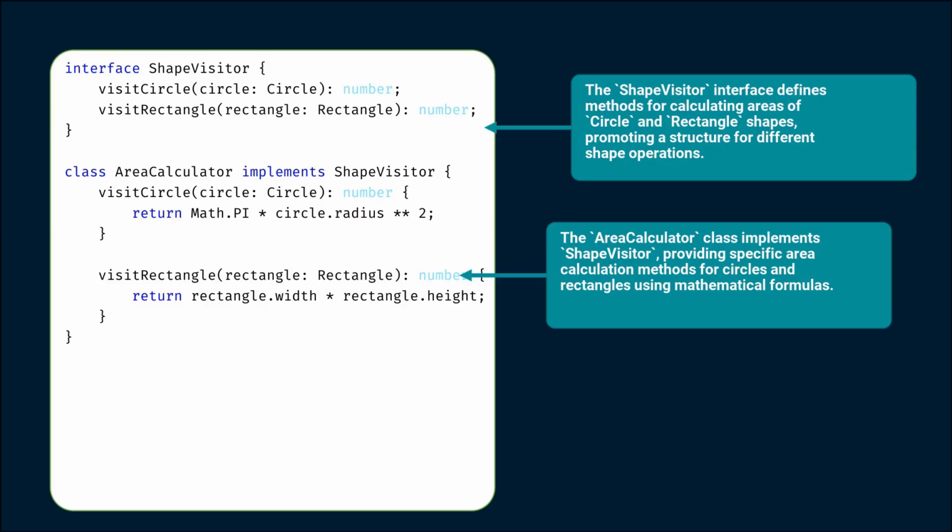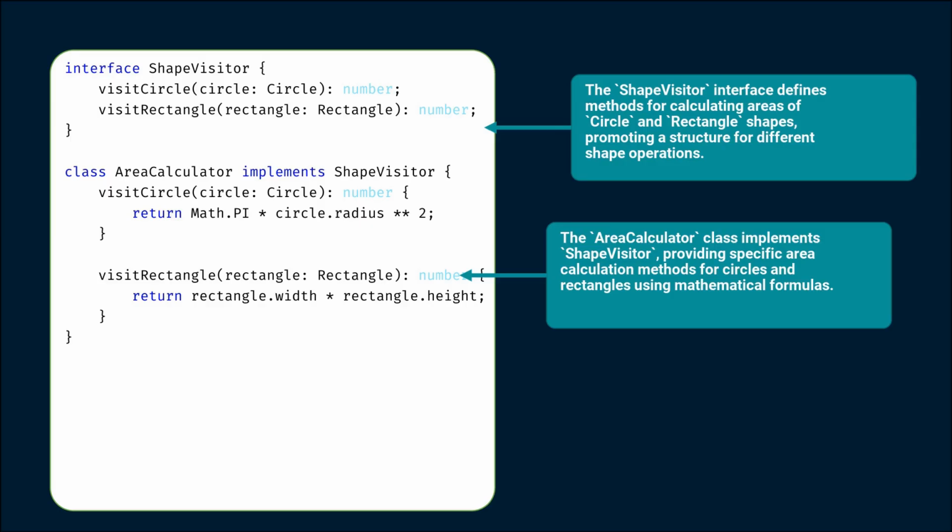In its methods, the calculator provides functionality to compute the area of a circle based on the formula \pi r^2, where radius is the property of the circle object, and for rectangles it multiplies the width by the height to determine the area. This modular approach allows us to separate the area calculation logic from the shape classes themselves, promoting easy extensibility.